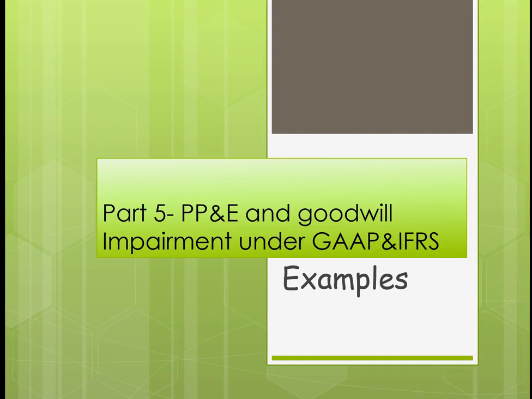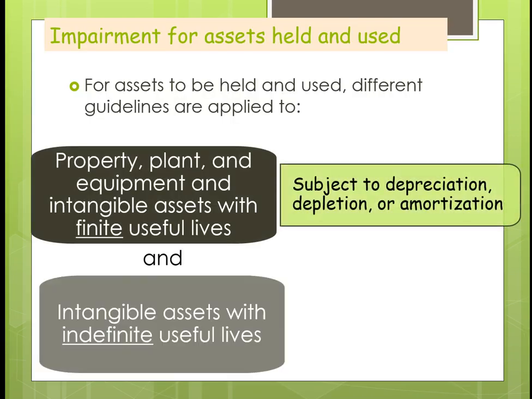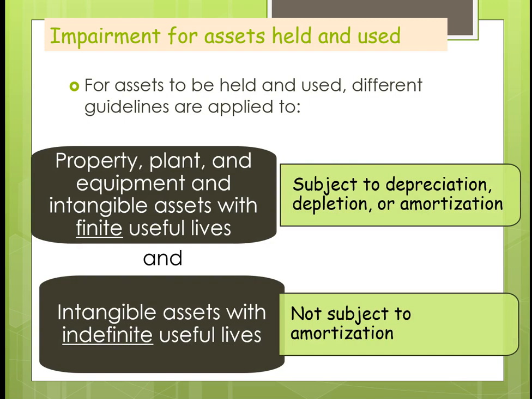Chapter 11, Part 5, PP&E and Goodwill Impairment under GAAP and the International Standard. Now, property, plant, and equipment are subject to depreciation, depletion, and amortization, but intangible assets with indefinite lives are not subject to amortization, but they are looked at for impairment.